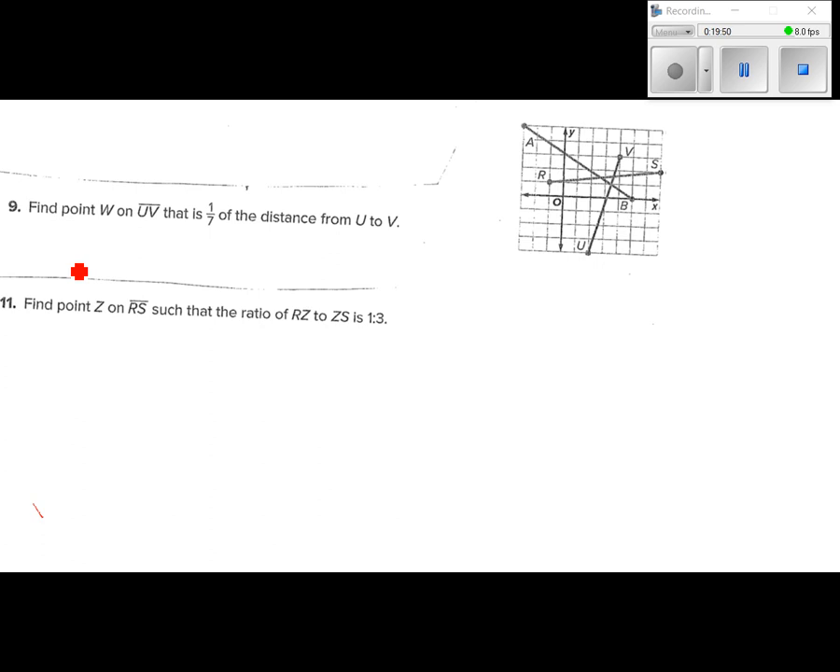Number 9, find the point W on UV that is 1/7 of the distance from U to V. First thing we gotta do on number 9, find those coordinates, U and V. How about point U? What's the coordinates for point U? 2, -4. How about for point V? 4, 3. Everybody agree with that?